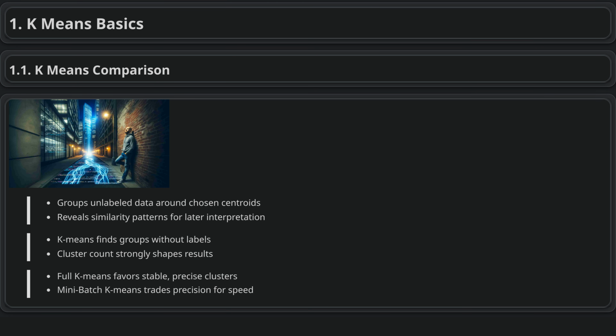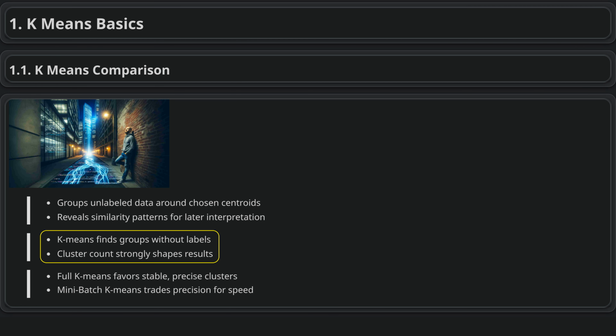K-means basics. K-means comparison. K-means is a clustering method for finding groups in unlabeled data. After choosing the number of clusters, the algorithm assigns each data point to the nearest centroid, then updates each centroid to the average position of its assigned points. This repeats until the groupings change very little, making it useful for tasks like customer segmentation or analyzing student engagement.